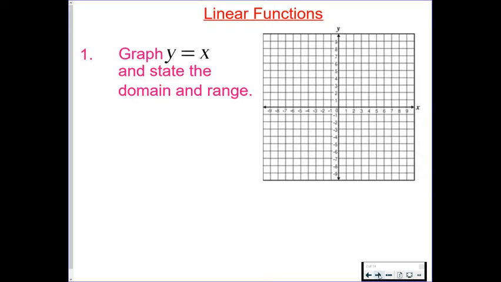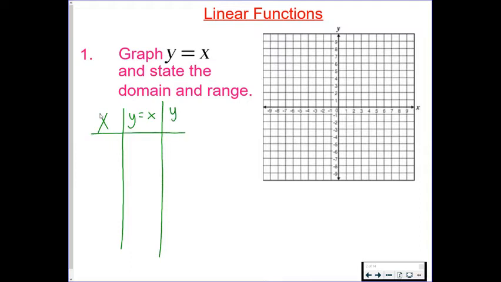The easiest way to graph something is just make a table of x and y values. So y equals x is my equation, and then I'm going to get out some y values. To graph, I'm just going to pick some ordered pairs that are on my coordinate plane: -2, -1, 0, 1, 2. Doesn't matter which ones you pick, I'm picking small numbers just because they'll be on our plane somewhere.